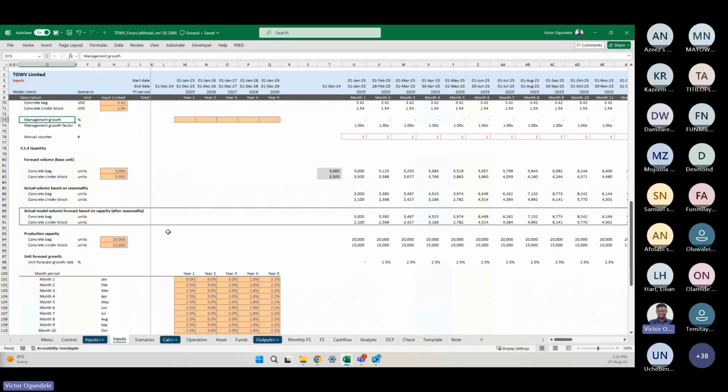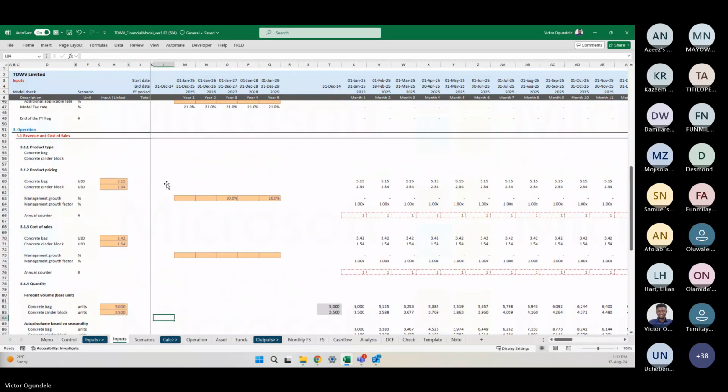All right. So are we good? Are we good? Any question? Any question before we move to the next thing? We're still under our operation segment, so we've taken care of our revenue and also our cost of sales.